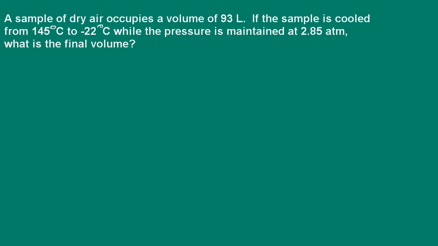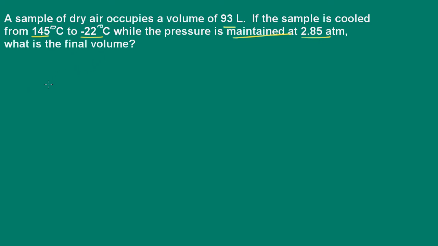Well, let's take a look at this problem. We have a sample of dry air, and we're told that it occupies a volume of 93 liters. If the sample is cooled from 145 degrees Celsius to negative 22 degrees Celsius, and we're also told that the pressure is maintained at 2.85 atmospheres, what is the final volume?